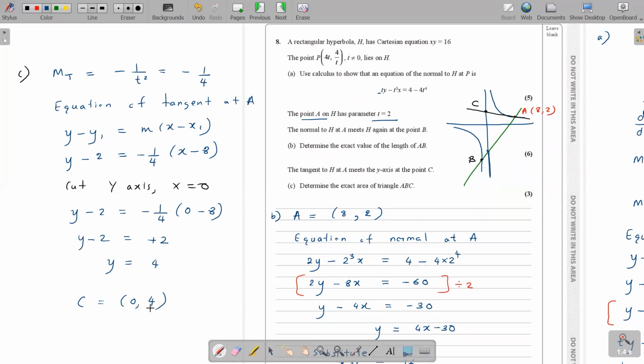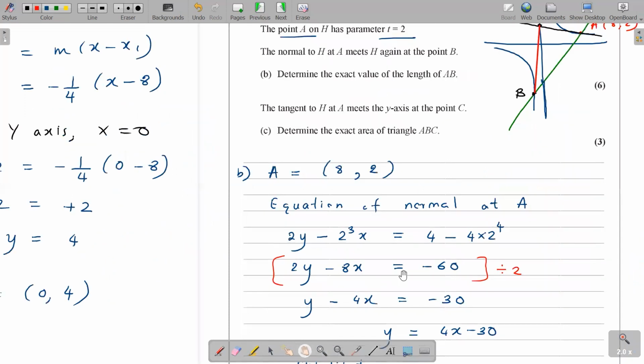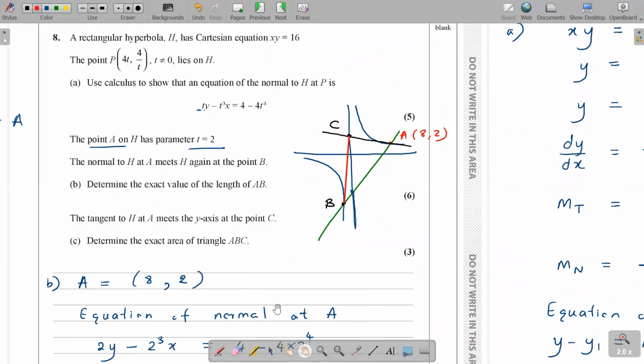Okay, now the task is not just to get the C coordinate, but they're asking you to determine the area of triangle ABC. How do I get the area of triangle ABC? Half ab sin C. Now the thing is, this would have been a lot easier if point B was on the y-axis. But it's not, it's over here. So it doesn't work like that.